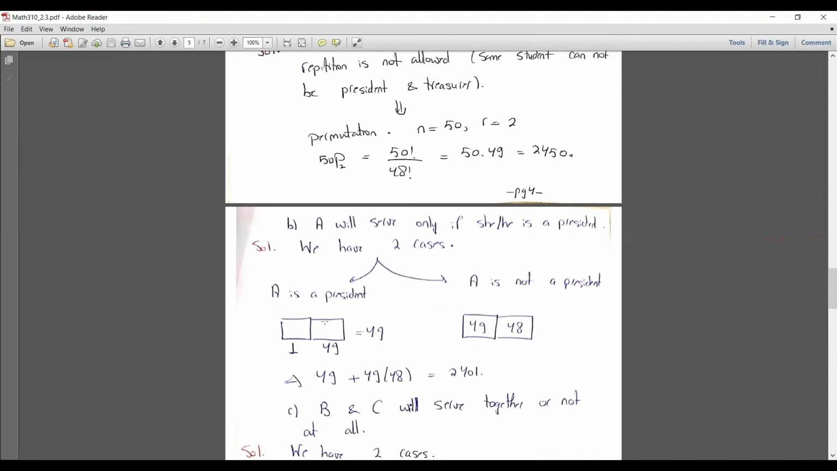Now, how many options for the treasurer do we have? A is chosen as a president, so we still have 49 options. So here we have 49 options if A is a president. Now, if A is not a president, we subtract from the 50, 50 minus 1, but also we cannot put A as a treasurer, because he doesn't want to be a treasurer. He just wants to be either a president or not serve at all. So here we have 48 options. So how many options do we have? We have 2 cases, which means 'or', so we're going to add them up.